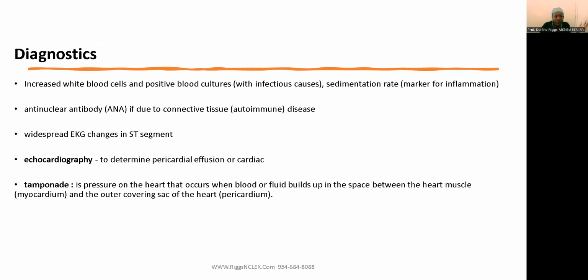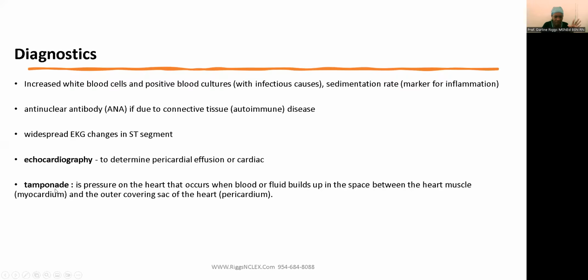If they're diagnosed with this, you're going to see some ST segment changes. We also do an echo. Okay. We want to see the pericardial effusion. We want to see, you know, the impact, the effect of this on the heart. We're gonna pull cardiac markers. Now let's talk about tamponade.